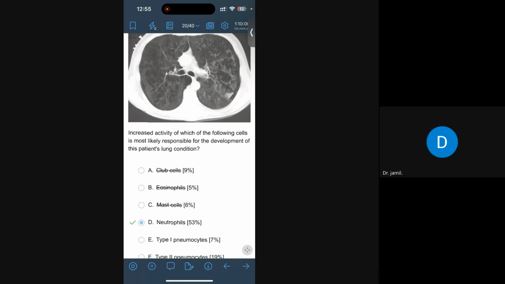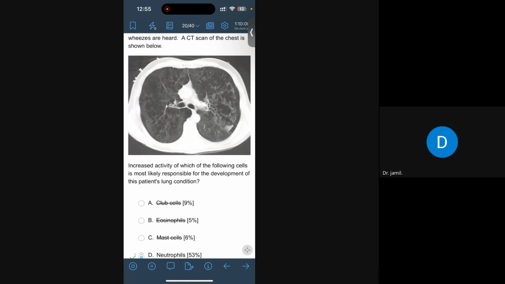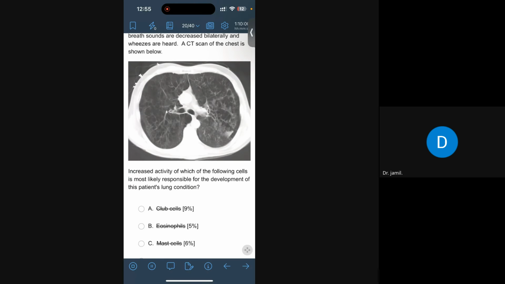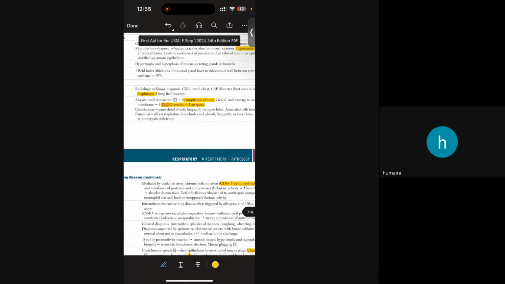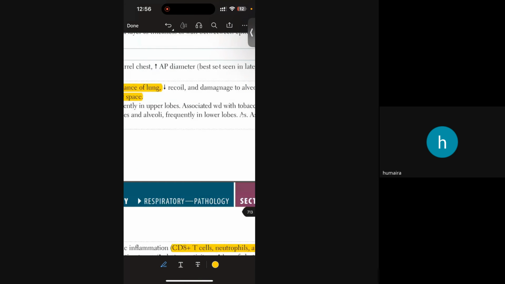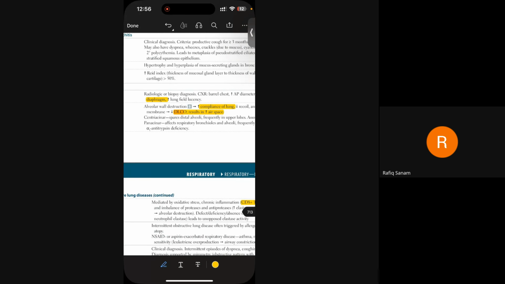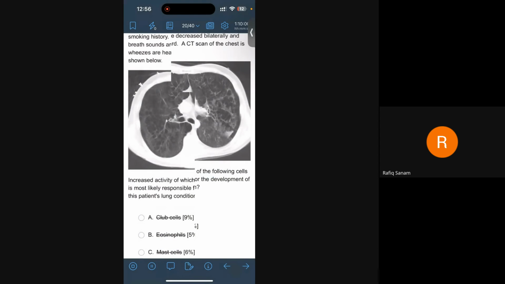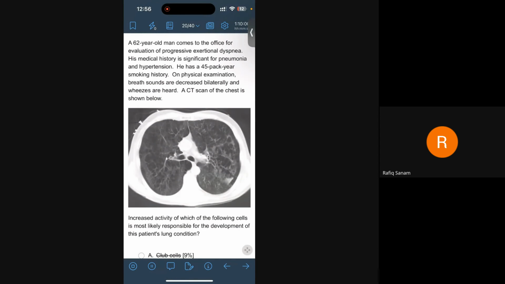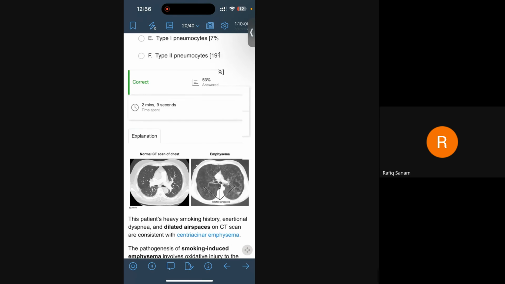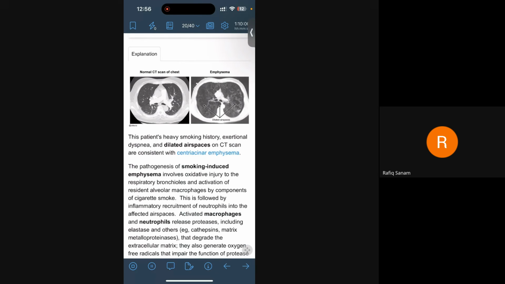Can you tell me, is the emphysema here centriacinar or panacinar? It is centriacinar, because panacinar occurs with lower lobe involvement in alpha 1 antitrypsin deficiency, and it occurs much earlier. The patient's age is 62. This is centriacinar emphysema, with smoking as the risk.